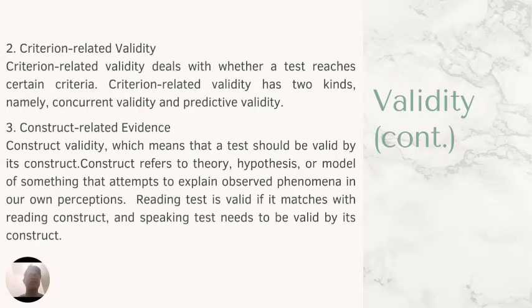Criterion validity. Criterion-related validity deals with whether a test reaches a certain criteria. Criterion-related validity has two kinds, namely concurrent validity and predictive validity.